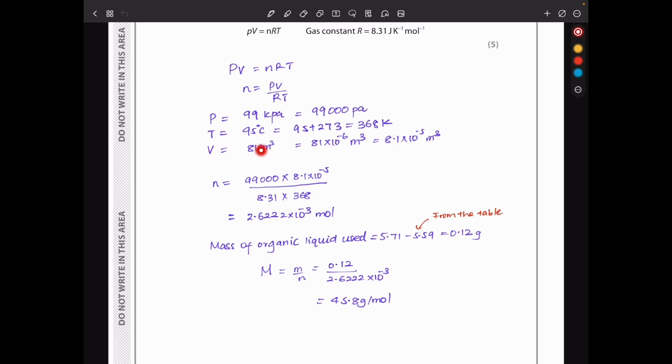The volume is 81 centimeters cubed. Convert it to meters cubed, so divide by 1 million, and we get that. So the number of moles is going to be P times V divided by R times T, and I get this as the number of moles.